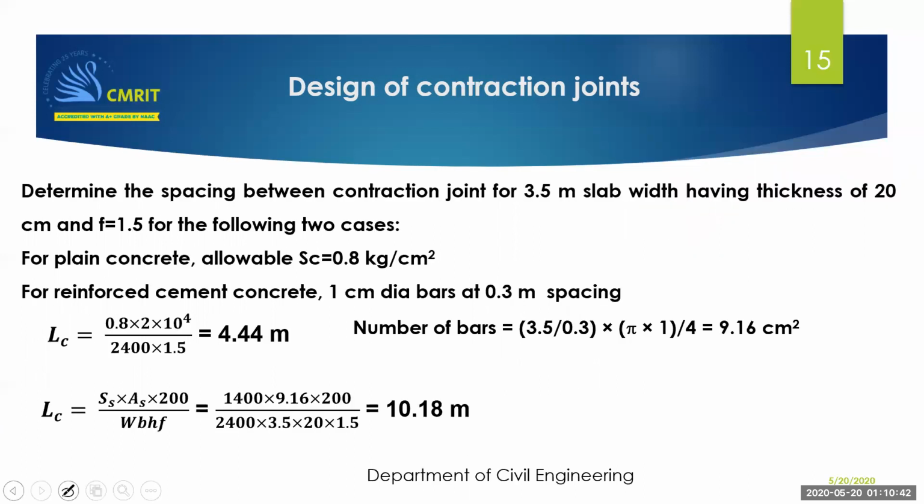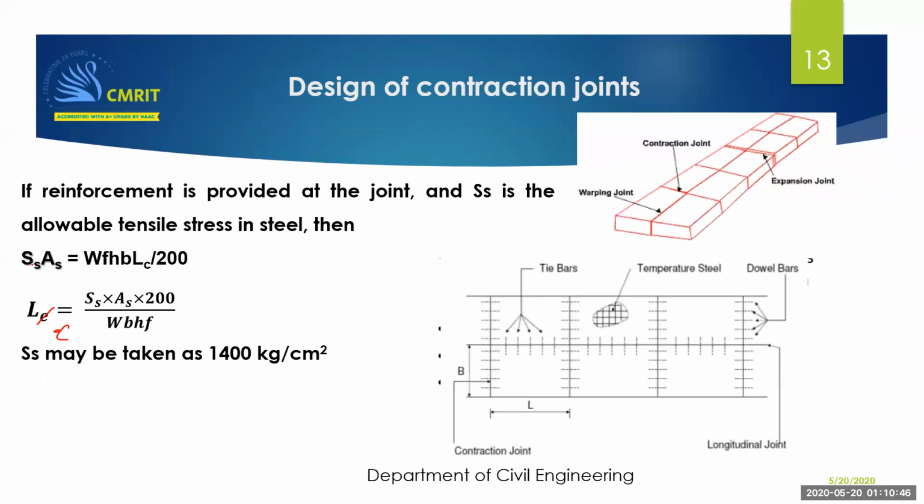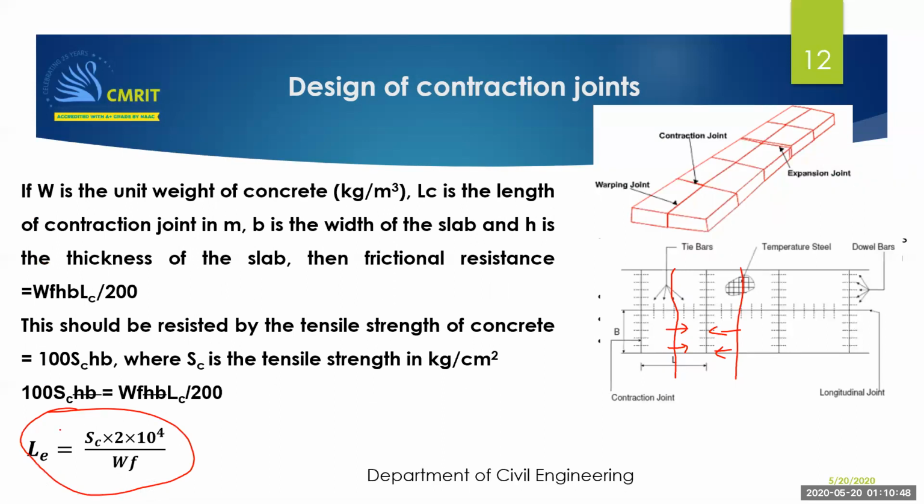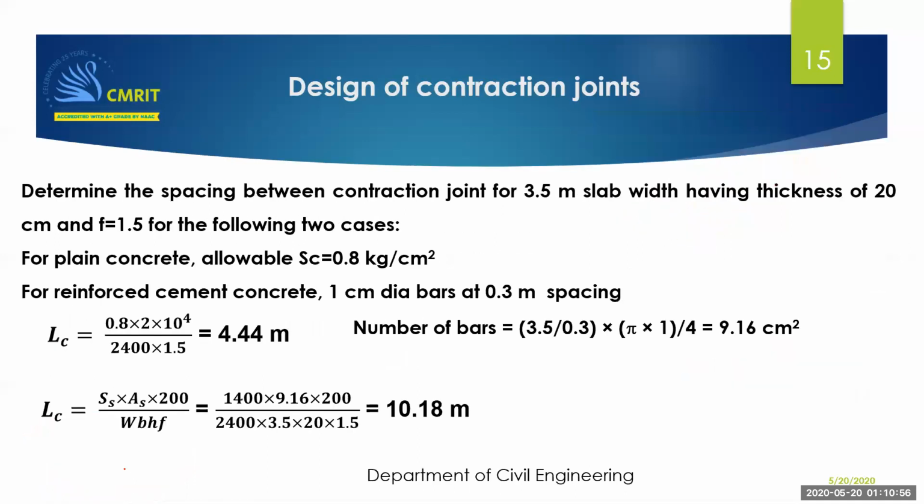We have already got this expression for the contraction joint, SC into 2 into 10 to the power of 4 divided by WF. This is for plain concrete, so that is what we are going to use. 0.8 into 2 into 10 to the power of 4, because 0.8 is the tensile strength of concrete, divided by W into F, that is 2400 into 1.5, you get 4.4.